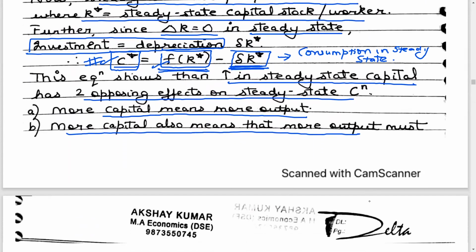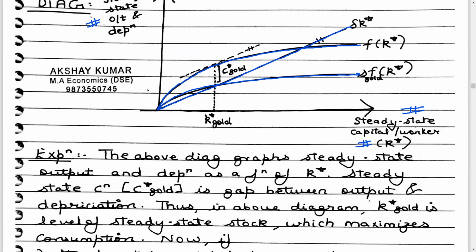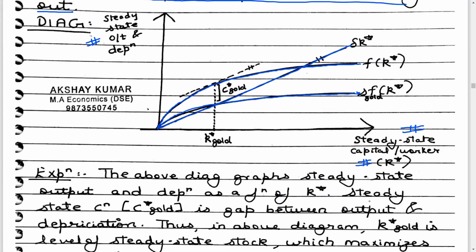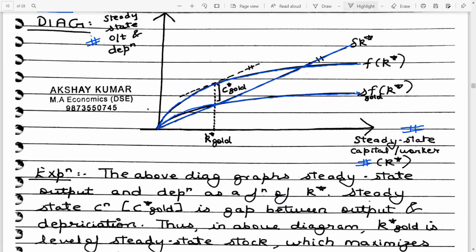So if you look at the diagram, we want to maximize consumption, which means what? If we want to maximize consumption, we want to maximize the gap between the output and the depreciation line. And you can clearly see in the diagram that the gap between the output and the depreciation line is maximum at K star gold. You can see this gap is maximum, guys. So this is my golden rule level of capital stock per worker.